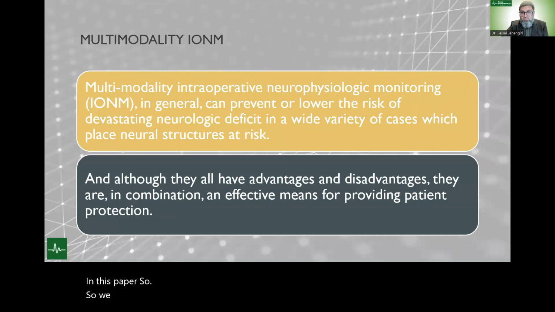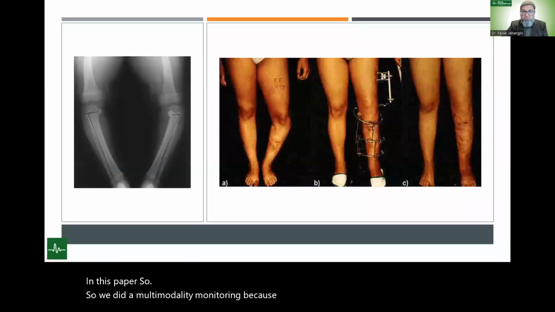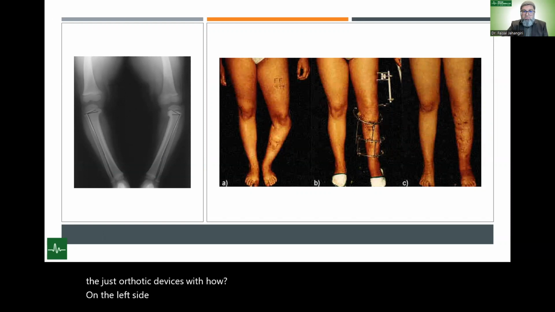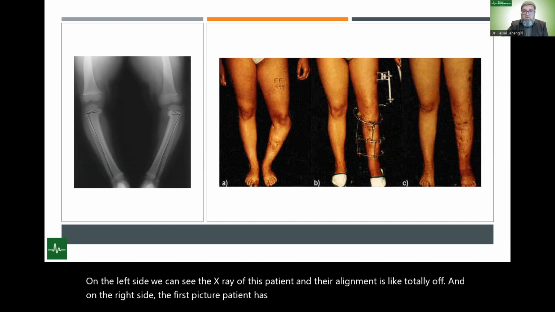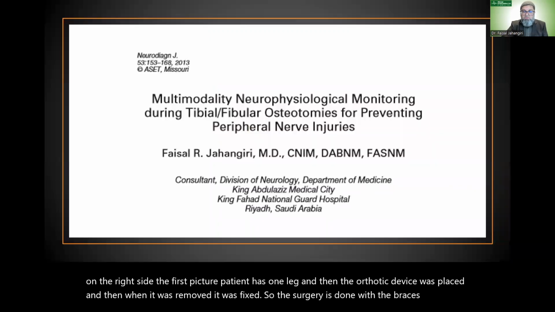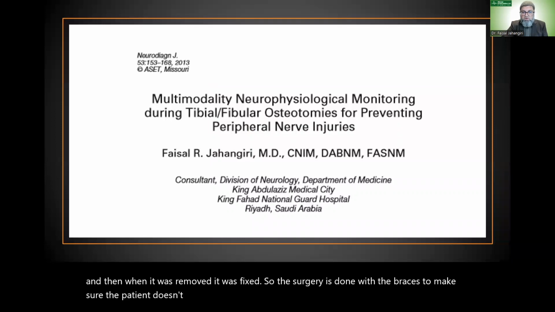So we did multimodality monitoring, combining all of those. These are just orthotic devices. On the left side we can see the X-ray of this patient, and their alignment is totally off. On the right side, in the first picture, the patient has one leg, and then the orthotic device was placed, and then when it was removed. The surgery is done with braces to make sure the patient doesn't cause any damage to the healing bone.